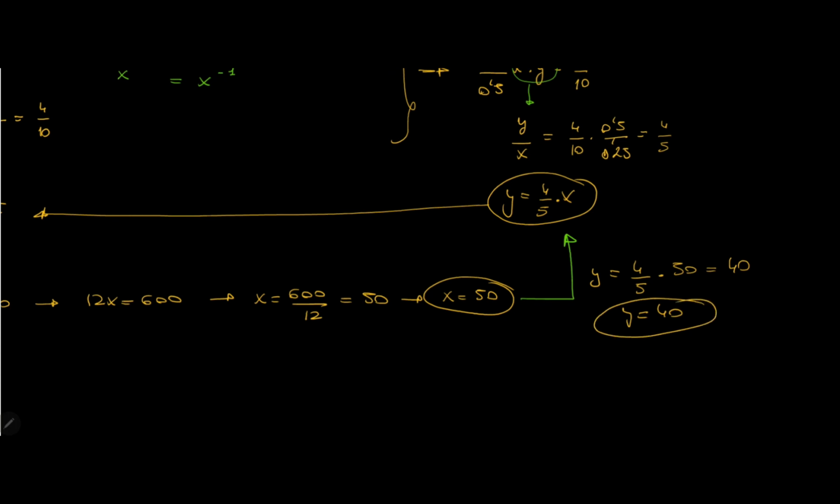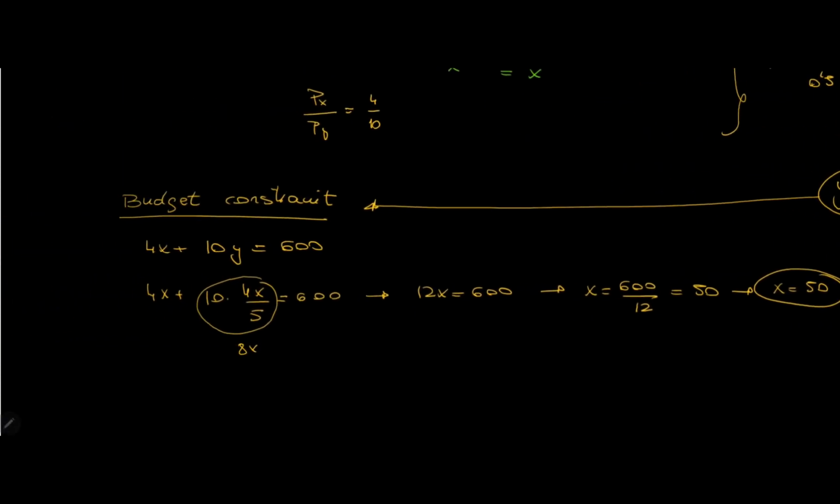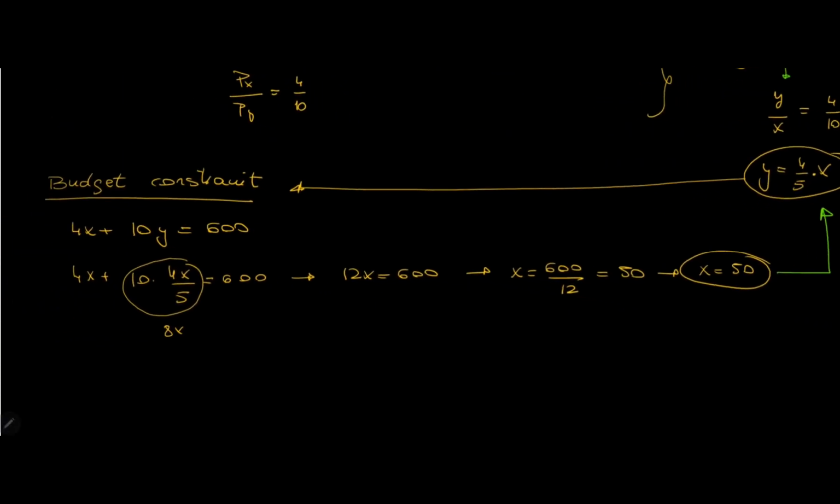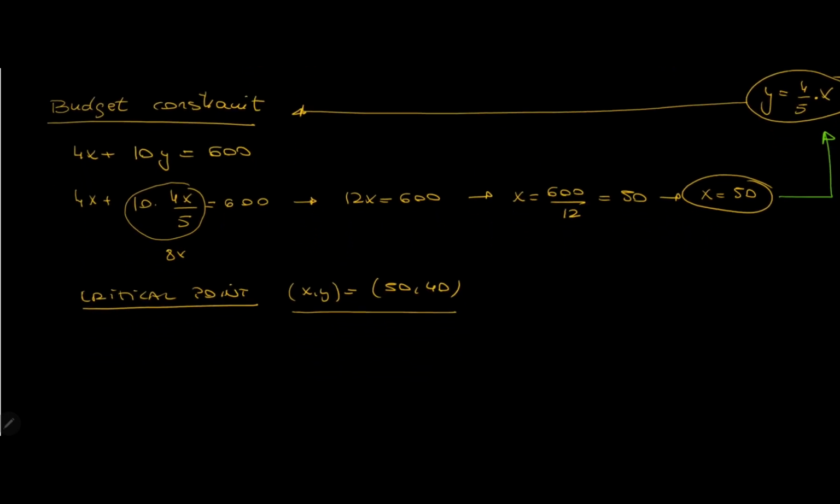So it's a faster way of getting a critical point without really calculating the Lagrange multiplier, the lambda, without using this lambda. So the critical point is x and y equals 50, 40. And I have to determine whether this critical point is a maximum or not. So I have to check the second order condition.